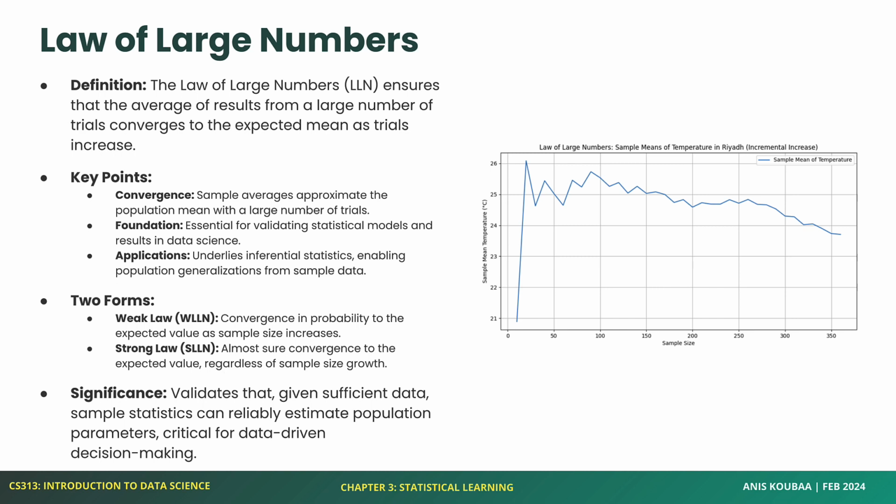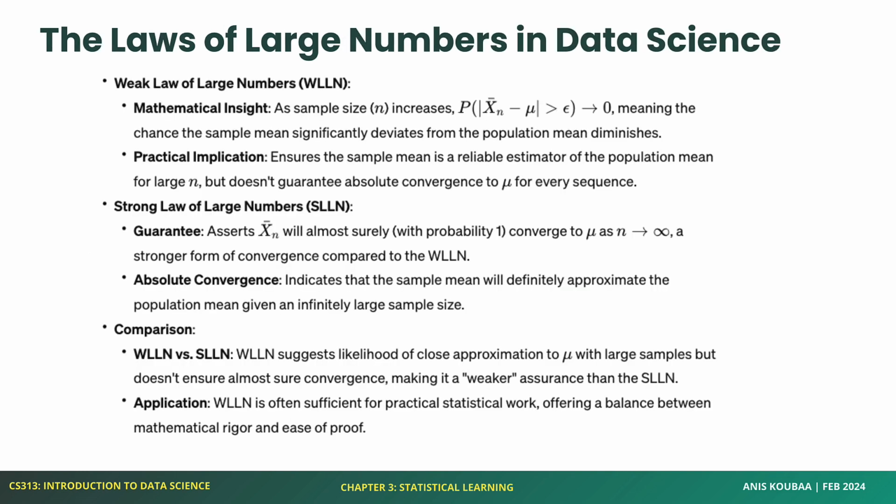In the weak law of large numbers, the convergence is probabilistic. It's likely, as the sample size increases. When we have a strong law, it's almost sure to converge. You have more confidence to converge to the expected value. So this is the difference between the weak law and the strong law.